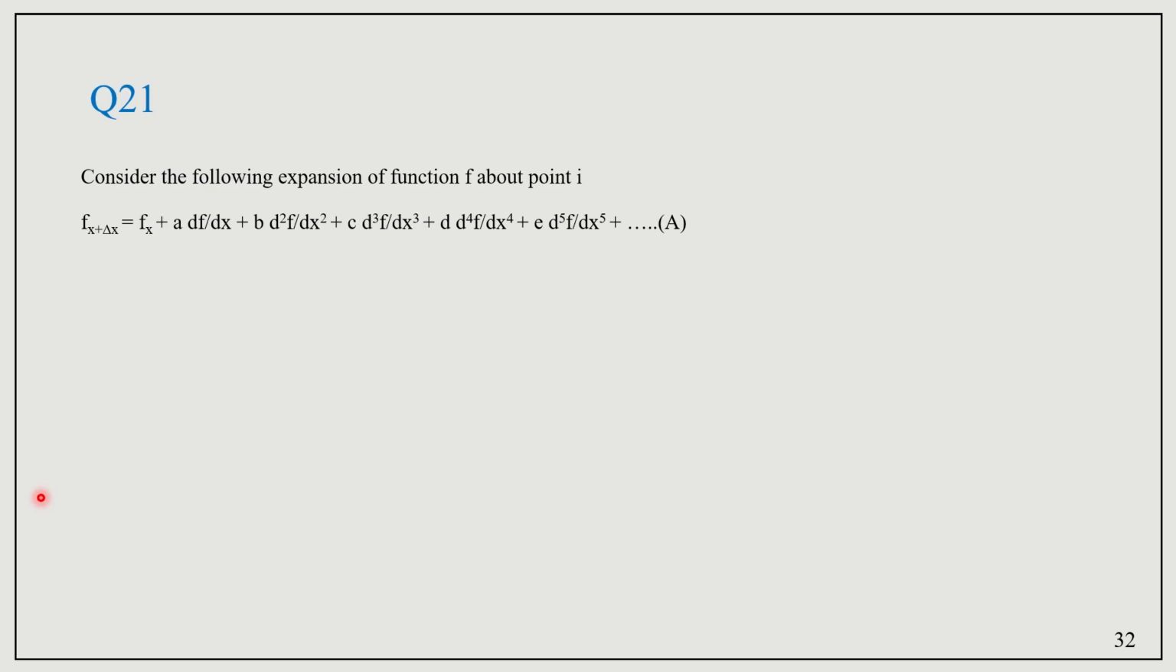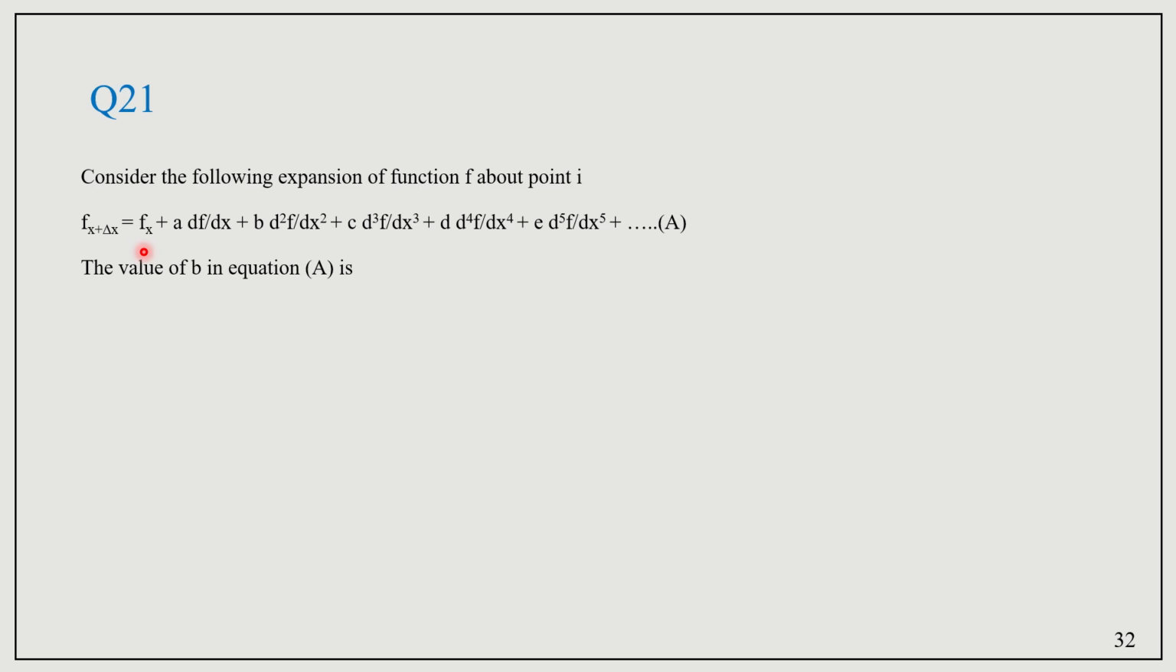Now we are looking at the last question for today's session. Question 21 states: consider the following expansion of f about point i. f of x plus delta x equals f of x plus a into df by dx plus b into d square f by dx square plus c into d cube f by dx cube plus d into d power 4 f by dx power 4 plus e into d power 5 f by dx power 5. This is equation A. We are considering the expansion of function f about point i, and the value of b in equation A is dash. So what is the value of b in equation A?